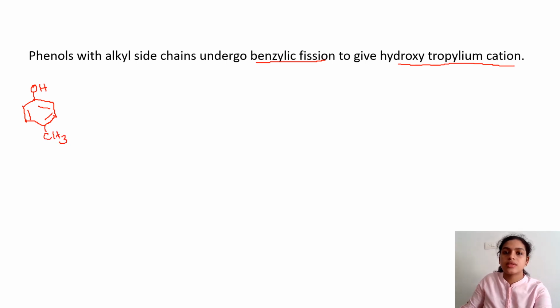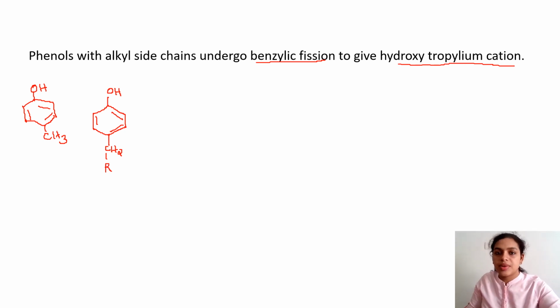What is this molecule? This is paracresol, right? So instead of just paracresol, we are writing the mechanism with a general example so that it could be applicable to all the compounds which contain such types of bonds. So this is CH2R. Okay, this is a general example. The simplest one of this kind is paracresol, but there could be any other group as a side chain. Okay, so this is the simplest example.